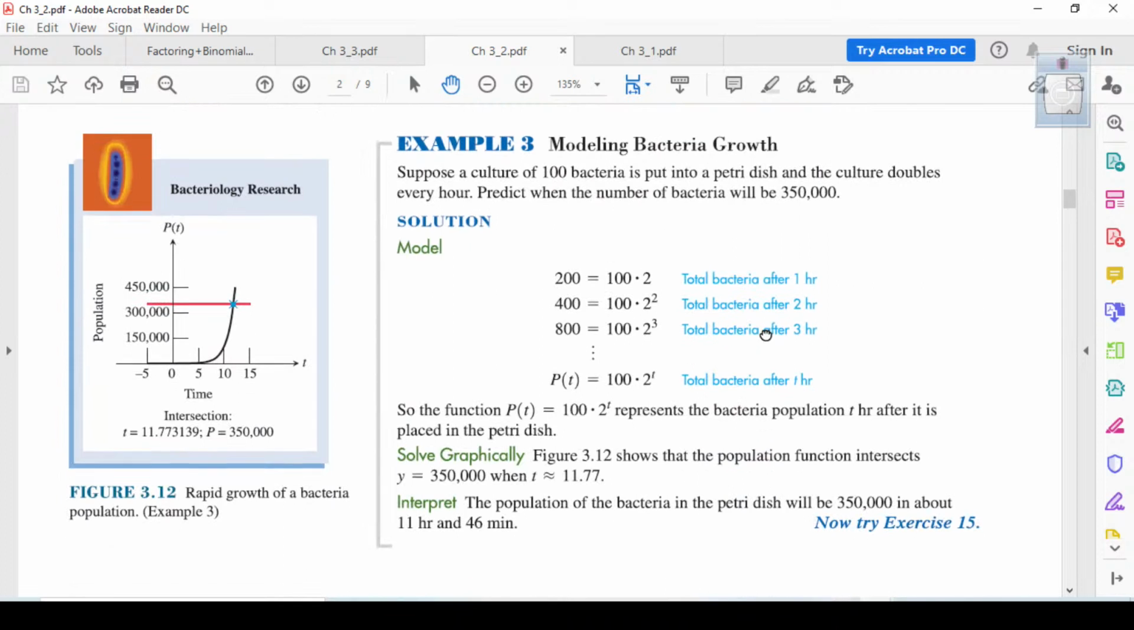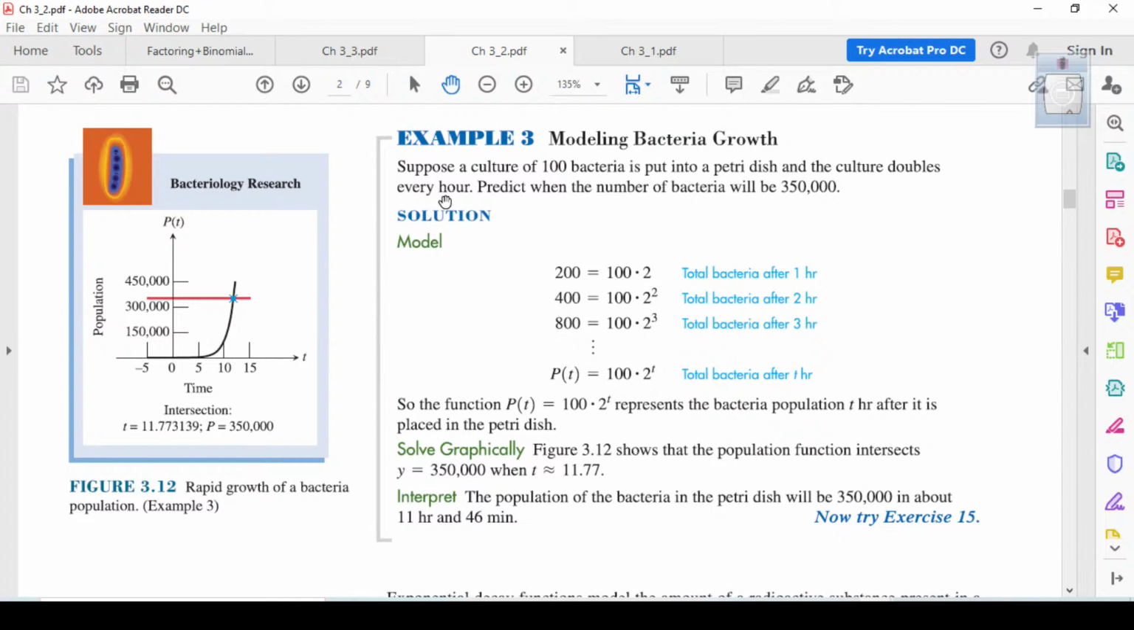I'm done with this, okay? Very last one here. I'm going to have to get going here. Good. Okay, anyways, one more example here, and then we'll have to jump to the most important section, which is 3.3 for us today. This one says modeling bacteria. Suppose a culture of 100 bacteria is put into a petri dish, and the culture doubles every hour.